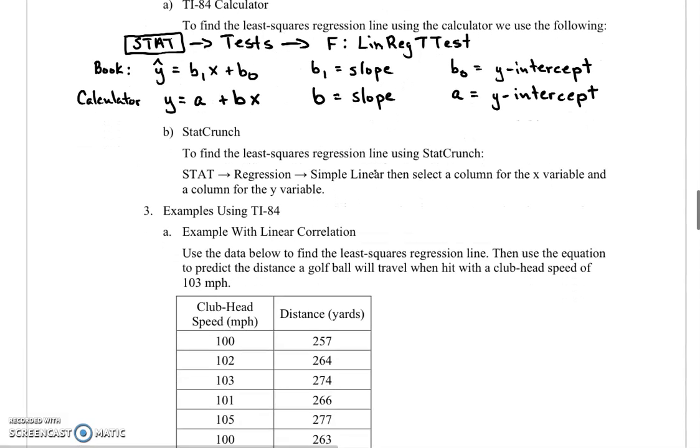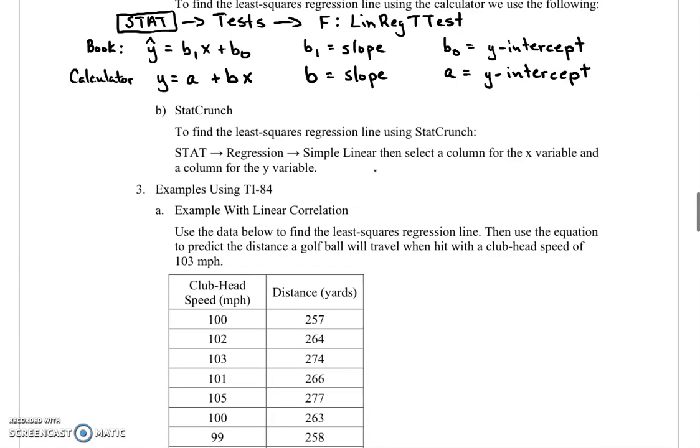Okay, the instructions to do this in StatCrunch are right here. Once you open up the data from the problem in StatCrunch, you go to the Stat menu, then in the drop-down pick Regression, then Simple Linear, and then it'll have you select a column for the x variable and a column for the y variable, and then you just calculate.